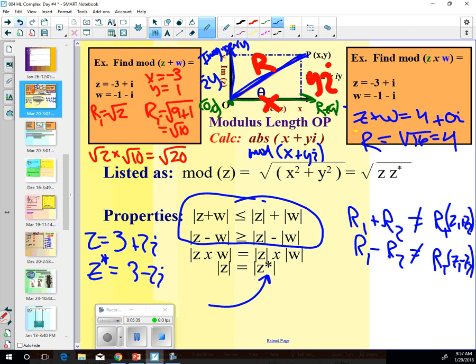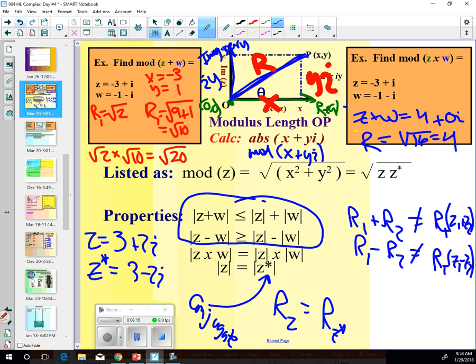Three minus 2i. It's the conjugate. Just want to give you that little notation. And do you think that the square root of 3 squared plus 2 squared is the same as the square root of 3 squared plus negative 2 squared? Will the modulus of Z be equal to the modulus of Z star? Yeah, those are equal. You got it.